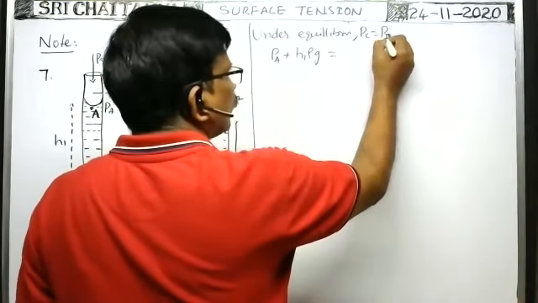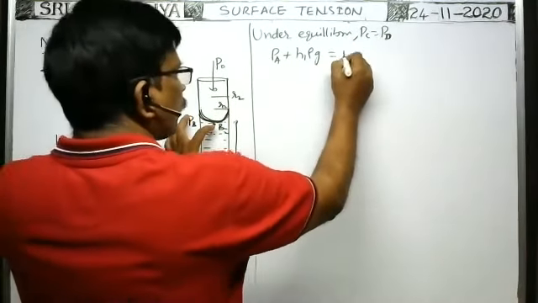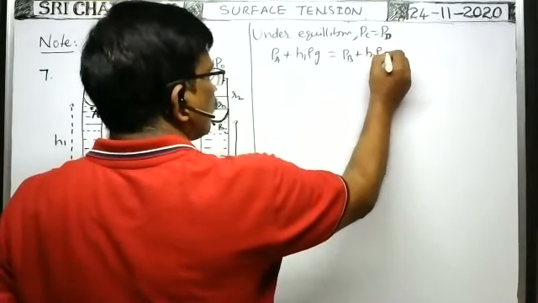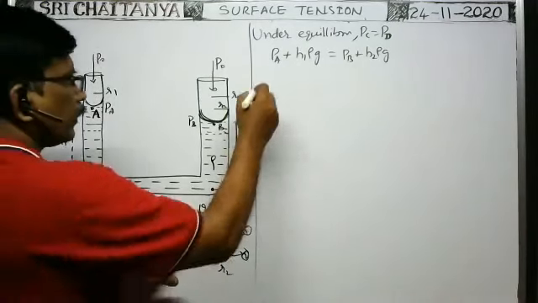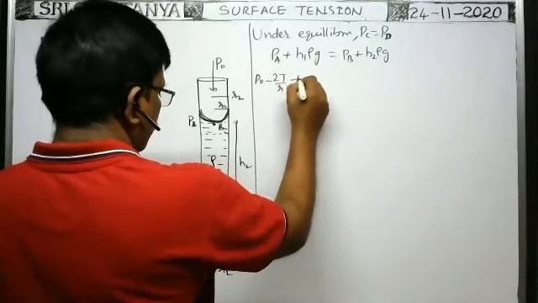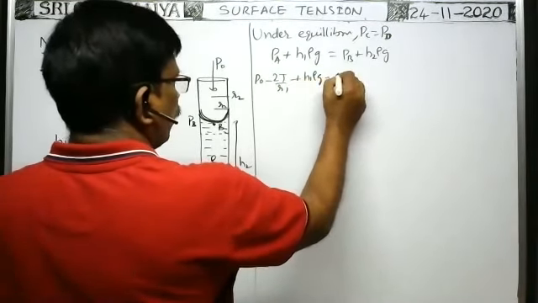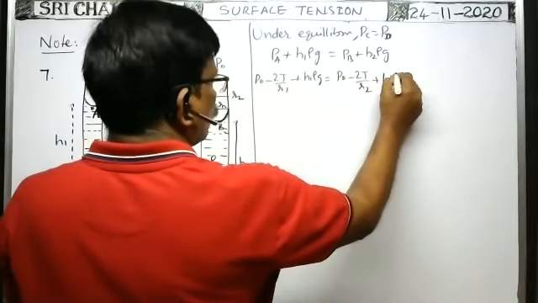The pressure at D is equal to the pressure just below the meniscus, PB, plus the pressure due to the height of the liquid column, H2 times rho times g. What is PA? We already got PA here. So P naught minus 2T by R1 plus H1 rho g is equal to PB, that is, P naught minus 2T by R2 plus H2 rho g.